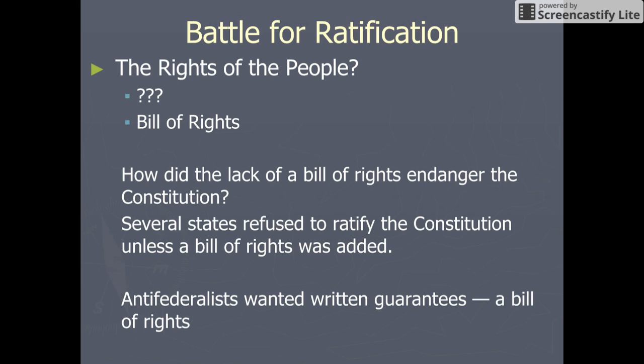So the Battle of Ratification: the rights of the people. There was no Bill of Rights. The original Constitution only consisted of a preamble and 7 articles. There were no individual rights. And how did the lack of a Bill of Rights endanger the Constitution? Several states refused to ratify the Constitution unless a Bill of Rights was added. Anti-Federalists wanted guarantees that a Bill of Rights would be added, or they wanted a Bill of Rights in the Constitution.